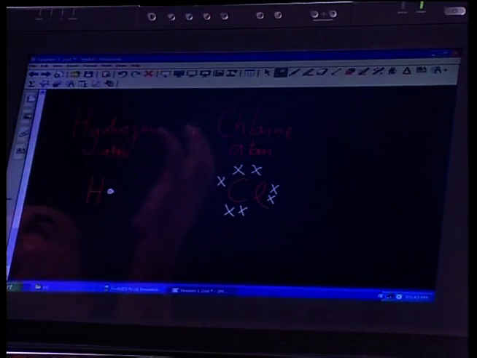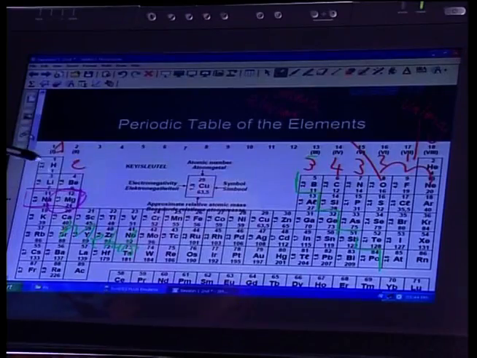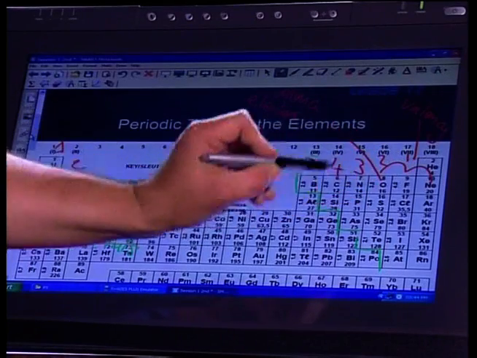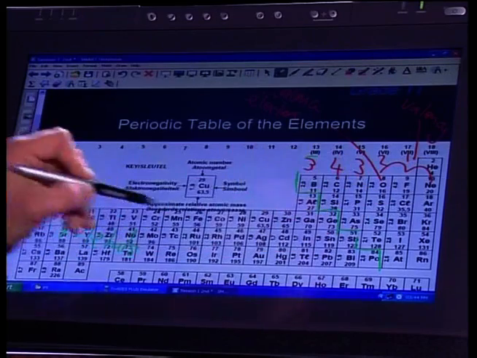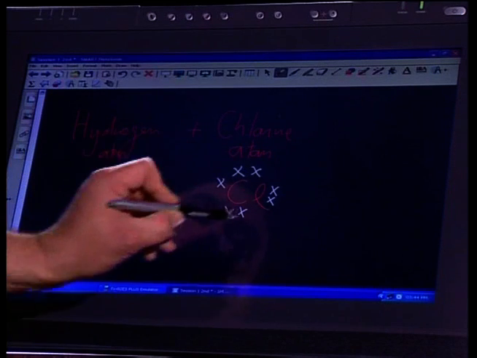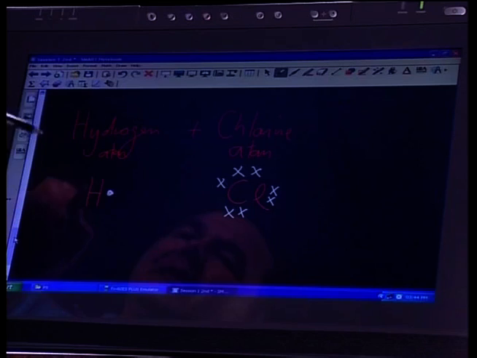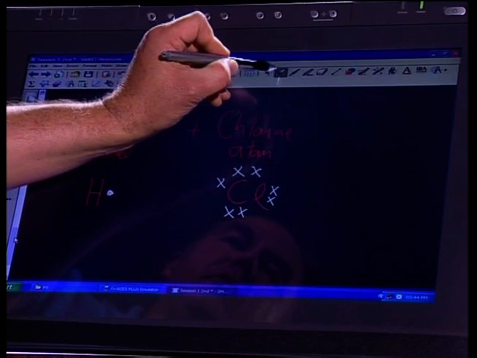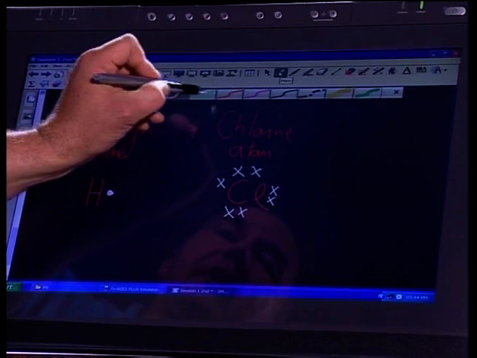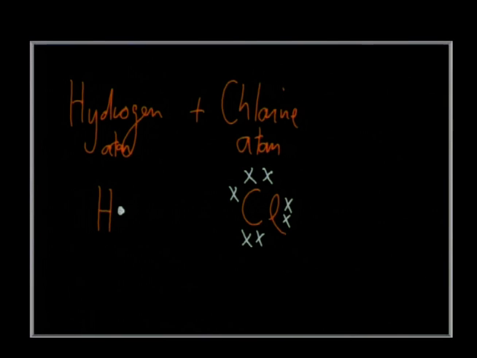What's going to happen? As these come together, remember, hydrogen wants to become like helium, the noble gas. Chlorine wants to become like argon. And we need to make sure that we've got that right, like the noble gas. So what's going to happen? Sometimes we're going to get some sharing taking place. So let's just highlight those. Hydrogen bumps into chlorine, and they join together and they form this molecule, which is a new molecule.